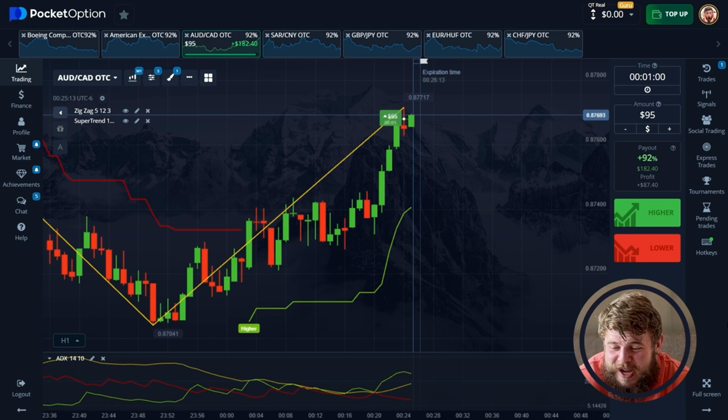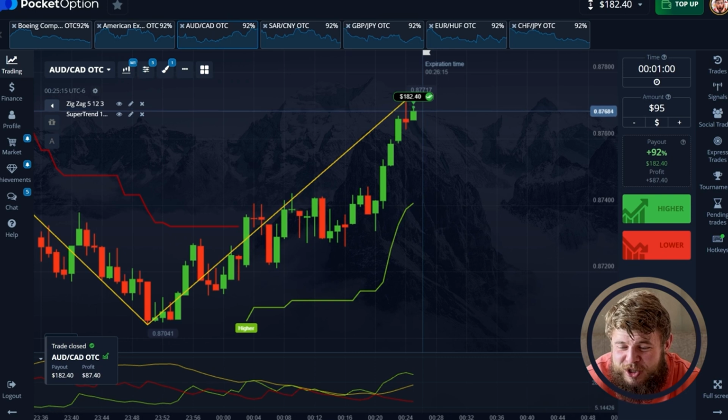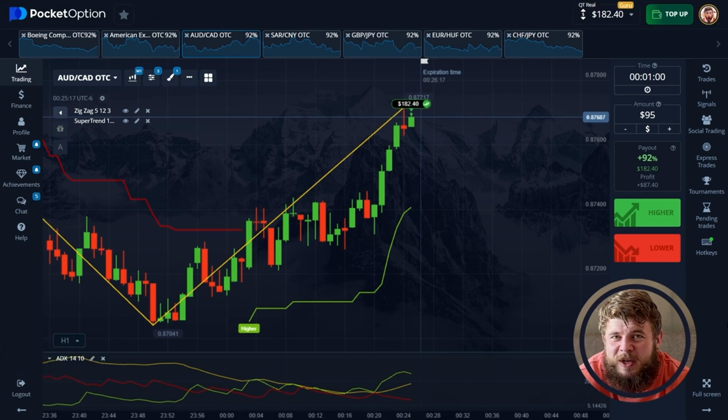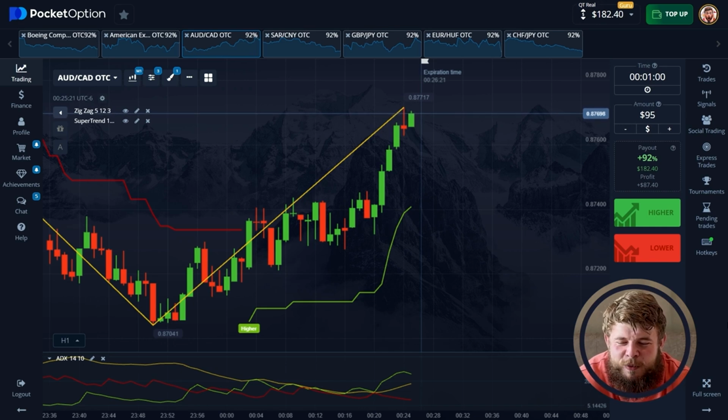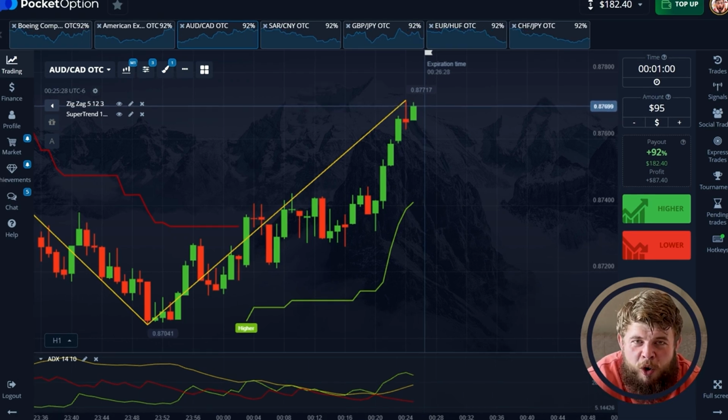Okay, it's almost done, almost done. Don't drop, don't drop. Yeah, it was too risky, but we did it. We got our cash from this trade and we have $182. 182 bucks, we have them, and we can move forward.